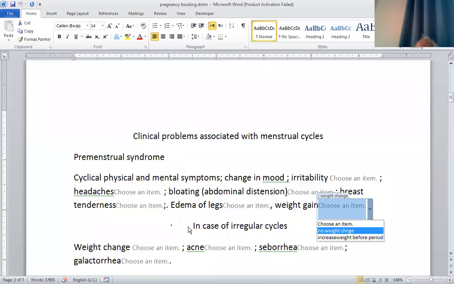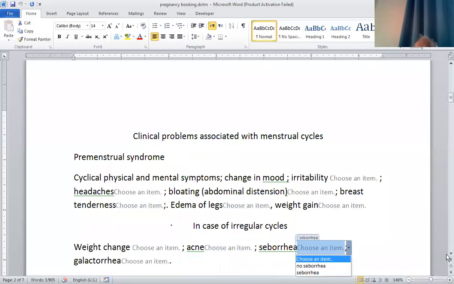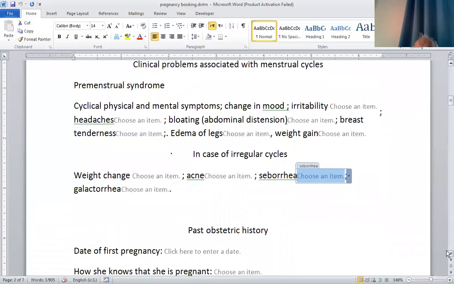In case she has an irregular cycle, she has weight gain, she has acne, and then we ask whether she has milk discharge from the breast.